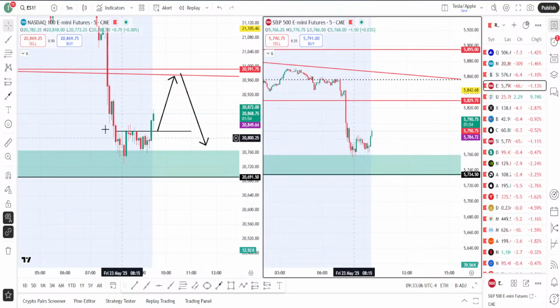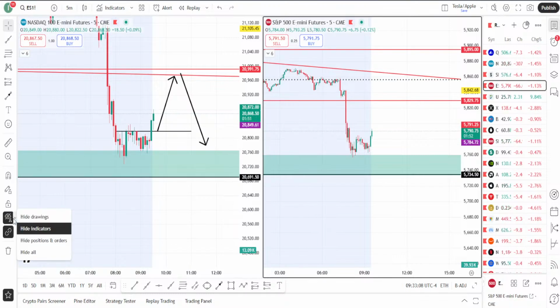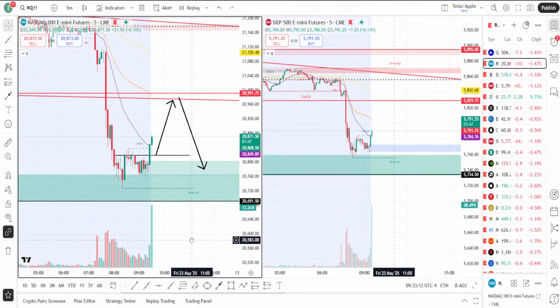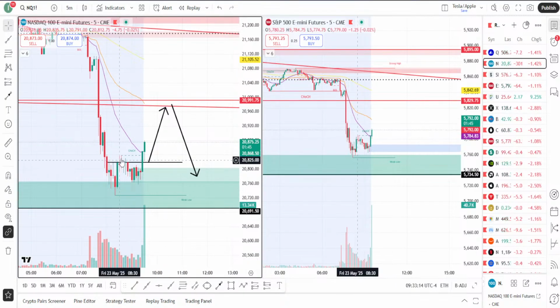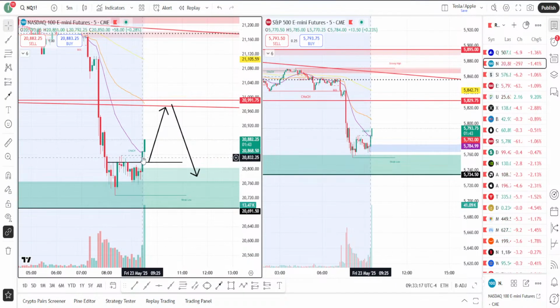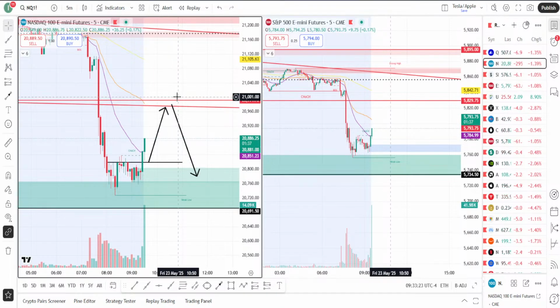Let's go ahead and add our indicators for the day. There we go. Yep. So we had that double bottom here. We saw that pullback. That's what I was waiting for. We got that pullback. Now it's pushing up. Probably gonna get a push up to those highs.